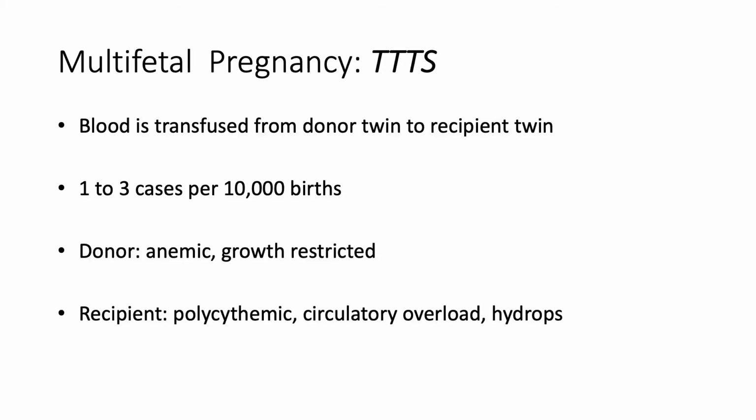In twin-twin transfusion, blood is transfused from a donor twin to its recipient sibling. Prevalence of this syndrome is approximately 1 to 3 cases per 10,000 births. In this syndrome, the donor twin may eventually become anemic and develop growth restriction. The recipient twin becomes polycythemic and may develop circulatory overload that then manifests as fetal hydrops.